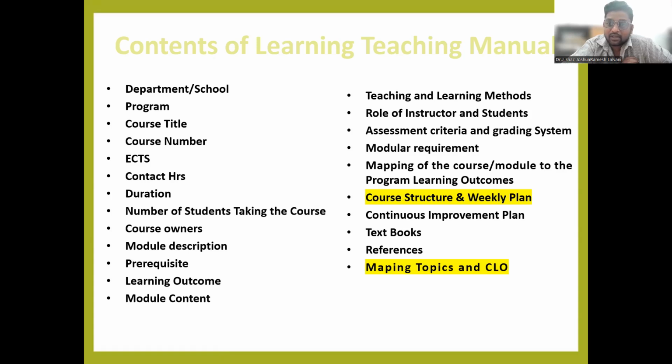Why? Because you can see the course structure and the weekly plan for your course. Usually this course goes for 16 weeks, so you have to make a plan for the 16 weeks of the course, so that you cover all the chapters within the weekly plan. You are supposed to include your weekly plan and continuous improvement plan. There will be a general tagline in the template you can find. I will show you the template in the forthcoming slides, and textbooks reference.